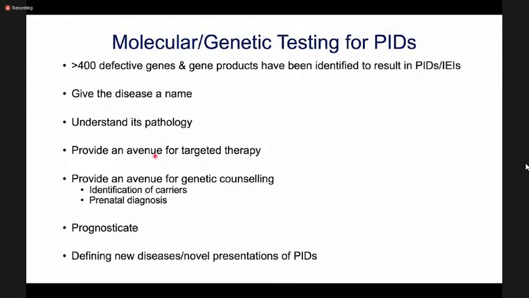Finally, I'll just mention molecular or genetic testing. I think I already have reiterated that for the primary immunodeficiencies, these are monogenic diseases. The importance of genetic testing is so that you know exactly what disease this patient has, okay? Understand its pathology or its pathophysiology. The molecular diagnosis can help provide an avenue for targeted therapy, whether it's gene therapy or, for example, enzyme replacement therapy, provides an avenue for genetic counseling.